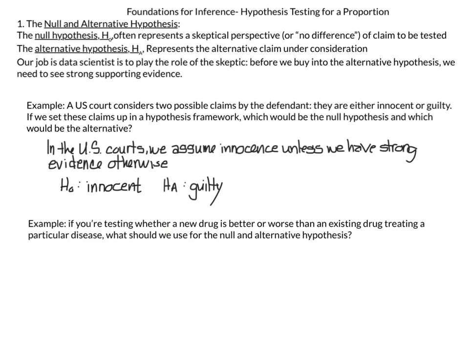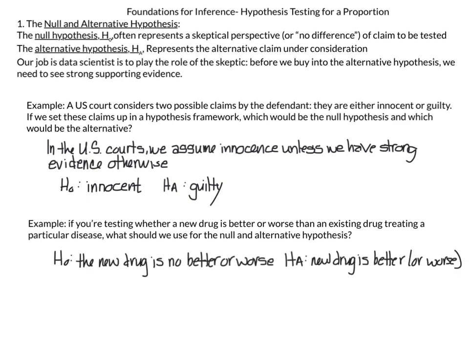Similarly, if you're testing whether a new drug is better or worse than an existing drug treating a particular disease, what should we use for the null and alternative hypotheses? This is where you want to be a little skeptical before you introduce some new drug treatment. So H0 is going to be the claim that the new drug is no better or worse than existing treatments, and HA, the alternative, is that the new drug is better or possibly worse.